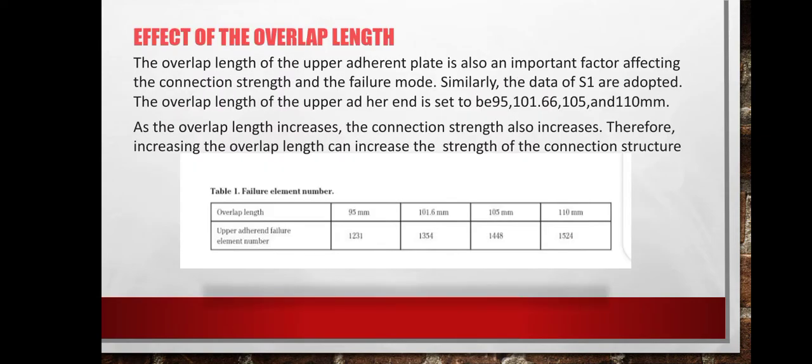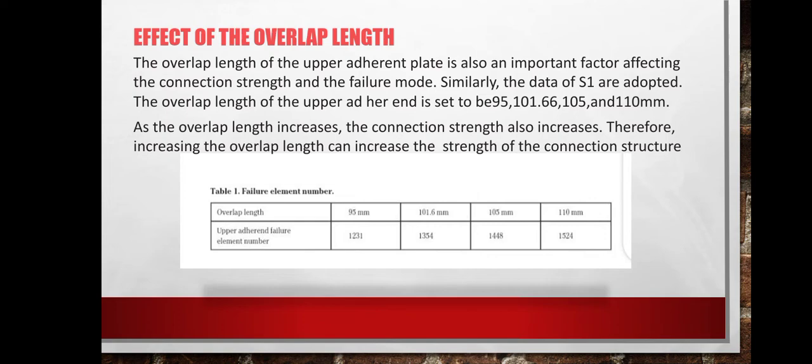Effect of overlap length. The overlap length of upper adherent plate is also an important factor affecting the connection strength and the failure mode. Similarly, the data of S1 are adopted. The overlap of the upper adherent is set to be 95, 101.66, 105 and 110 mm. As the overlap increases, the connection strength also increases. Therefore, increasing the overlap length can increase the strength of connection.